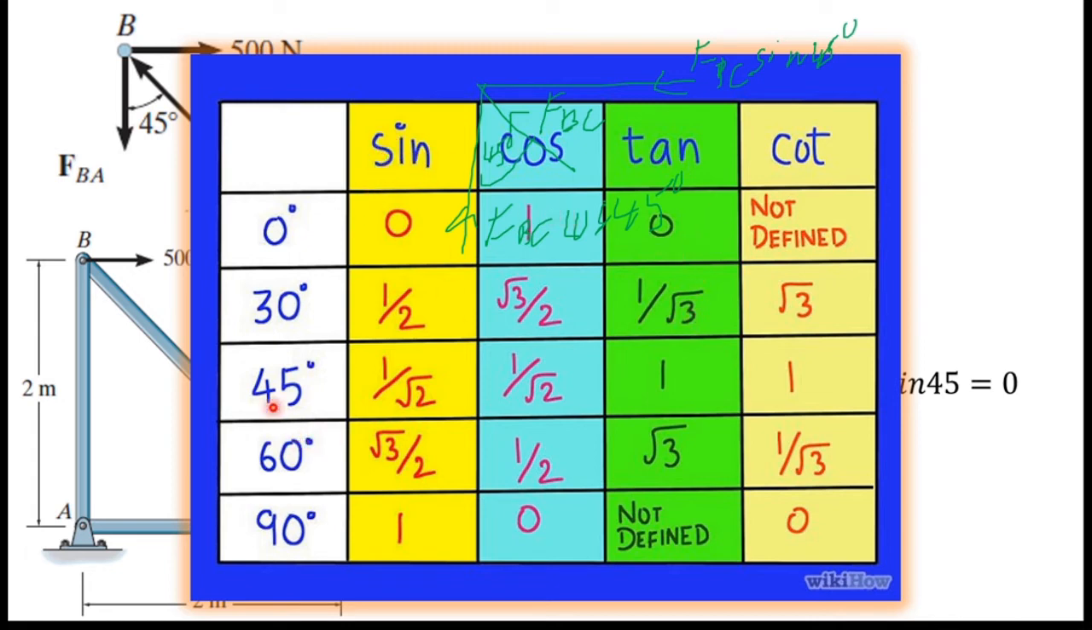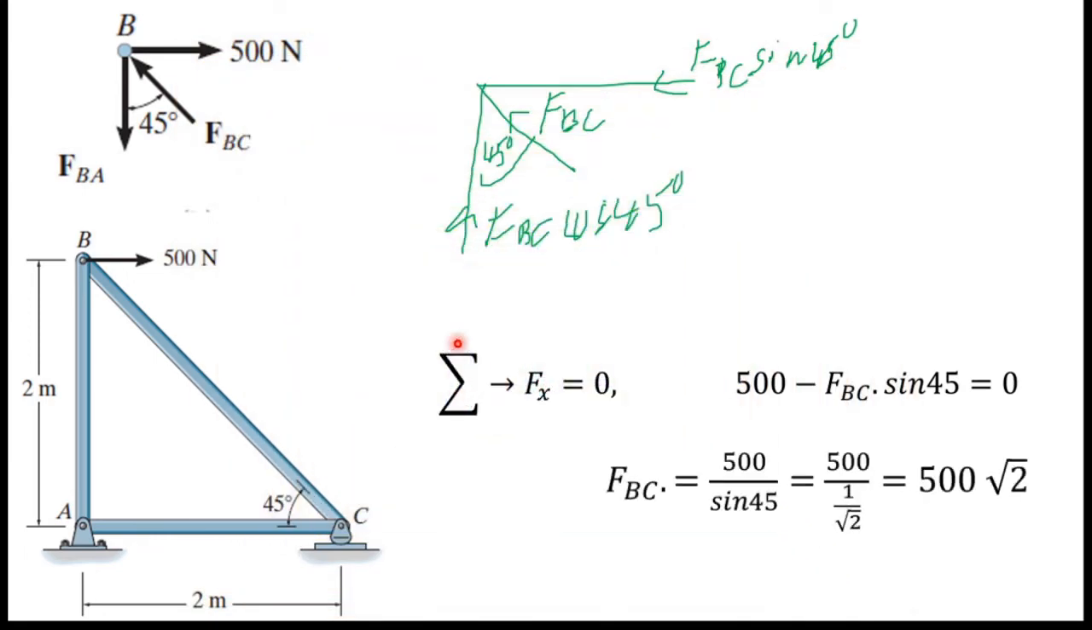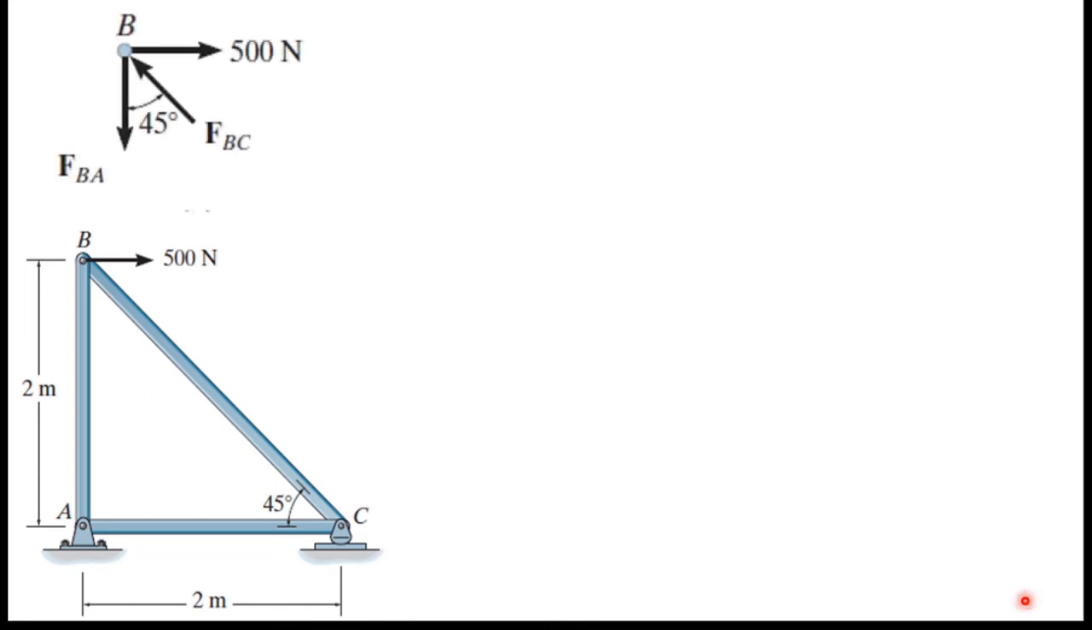This is sine and this is 45 degrees. So I can write, instead of sine 45, 1 over square root of 2. So I will write it here, 1 over square root 2 as sine 45. If I simplify this, I can get FBC equals 500 square root 2 Newton. Next, I am going to take the sum of vertical forces.